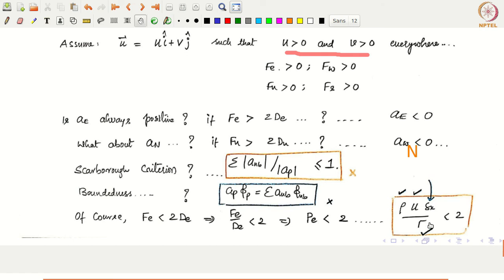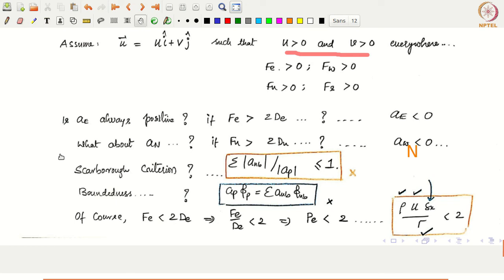But what is known and what is unknown in this? The velocity field is given, so you cannot change it. You cannot say I will solve for a different problem. Density is also known. Gamma is known, right? So the only control you have is basically delta x. You have to choose your mesh such that delta x comes out to be less than 2 gamma by rho u. Okay? Only then your coefficients will not become negative, and as a result, you can use the central difference scheme for solving the convection diffusion equation.